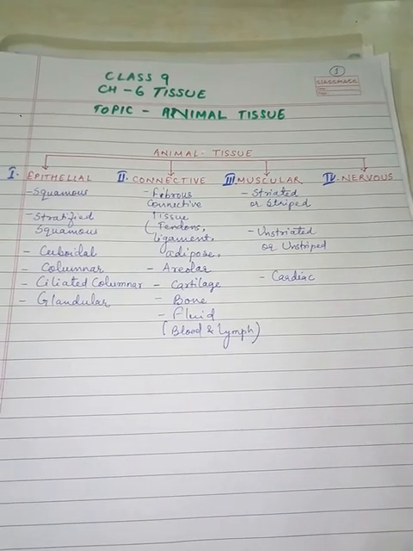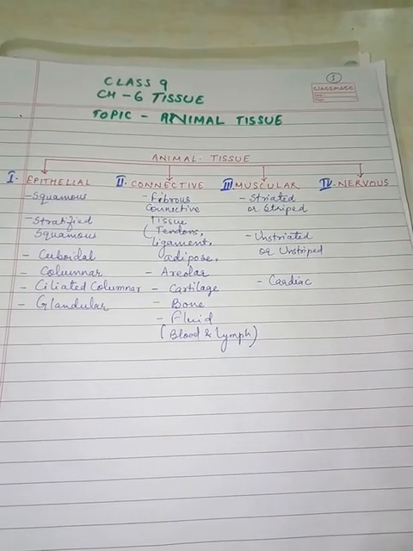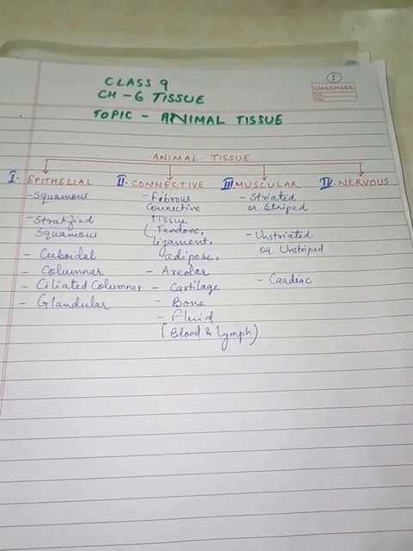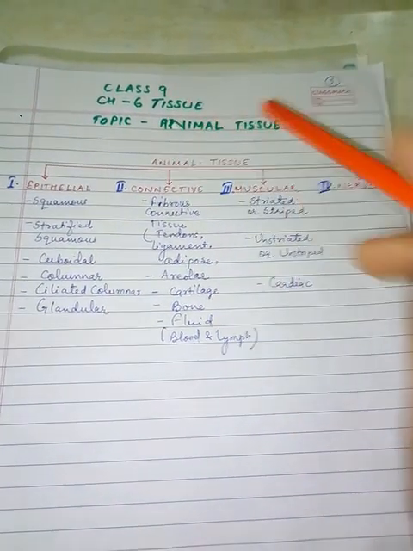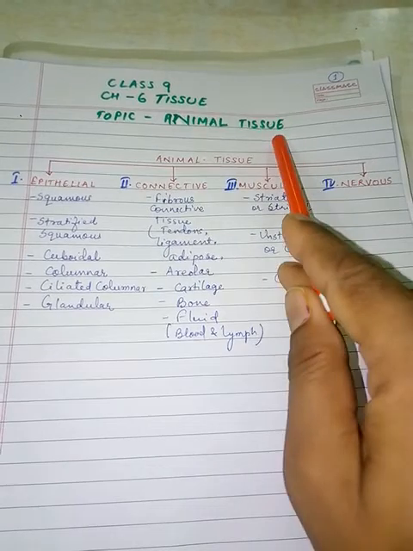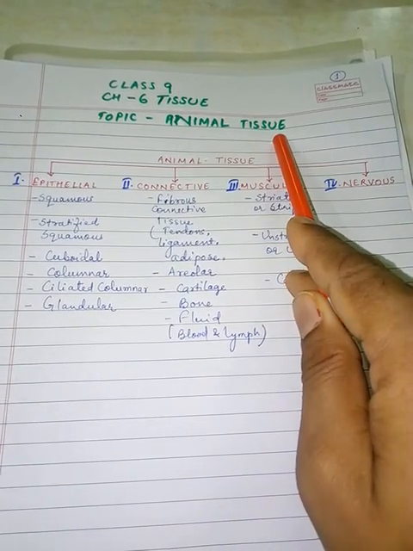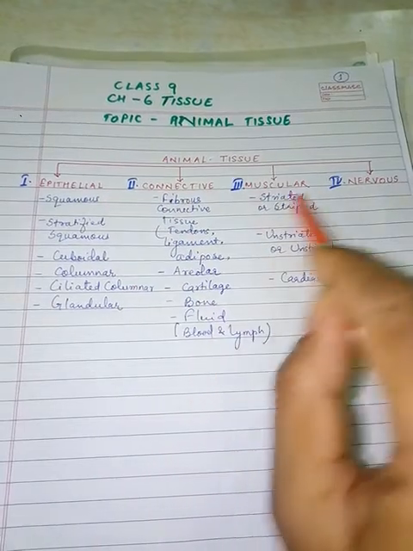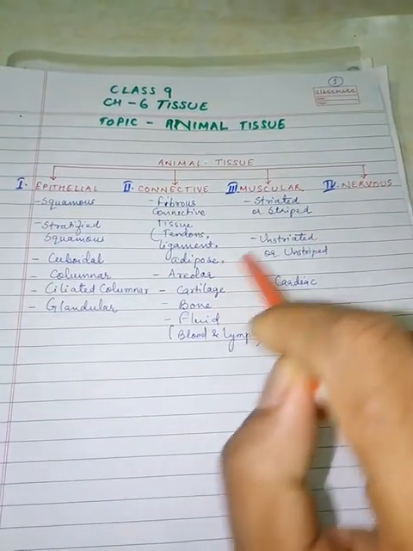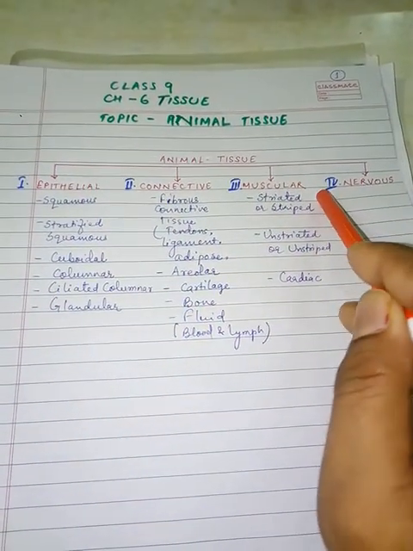Children, today we are going to discuss the next chapter in bio, that is chapter number 6, tissue. And we are going to discuss animal tissue in this video. Children, animal tissues are of different types, and broadly they are categorized into four types.